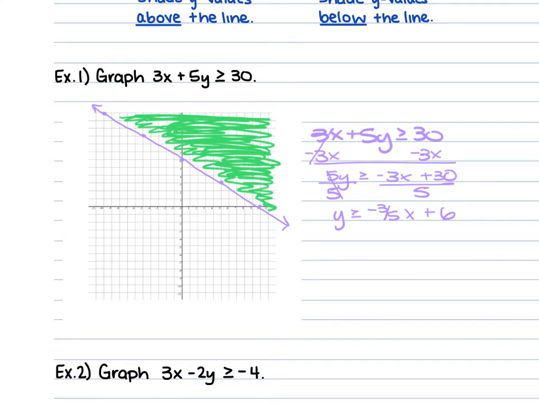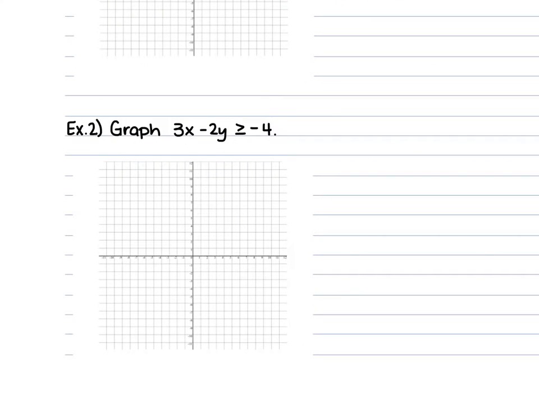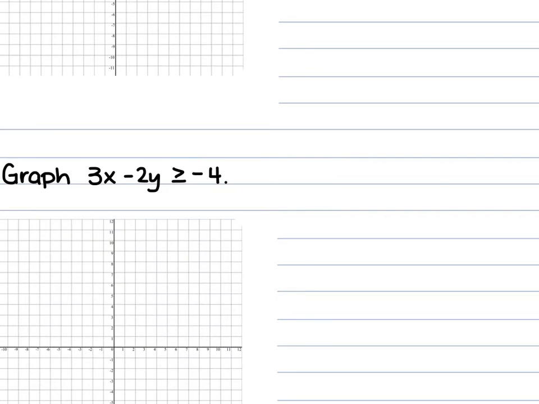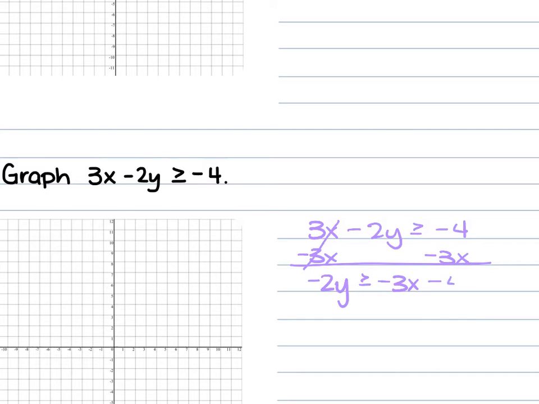If we look at our next example, we have 3x minus 2y is greater than or equal to negative 4. Get the y by itself, move the 3x over by subtracting it. So negative 2y is greater than or equal to negative 3x minus 4. We are dividing by a negative 2 on each side from here, which means we are going to switch the sign. So y is less than or equal to 3 over 2x plus 2.